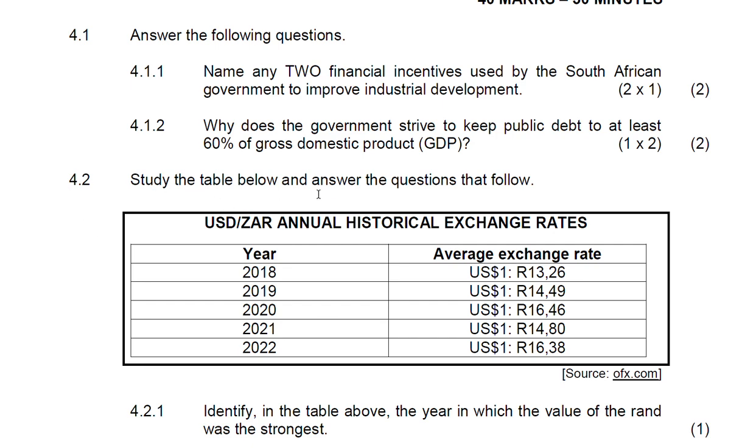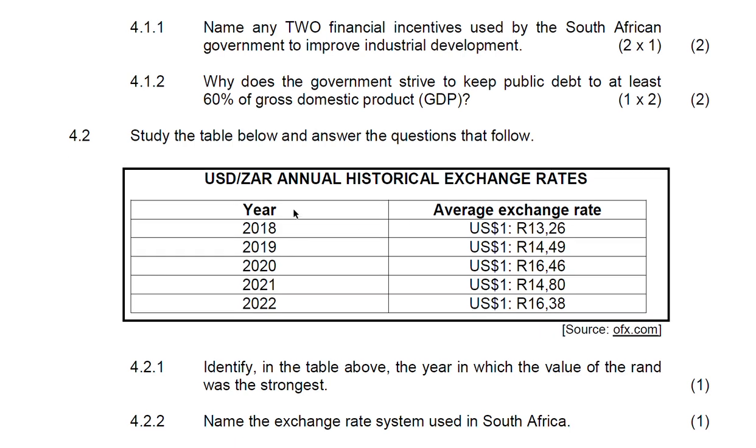4.2, study the table below and answer the question that follows. If you're looking at the table below, it is a table of the USD's annual historical exchange rate. On the first part, we have the year, from 2018 to 2022, and the second part is the average exchange rate. In 2018, we needed 13 rand 26 cents to buy 1 USD. And when we moved down, we needed 14 rand 49 cents to buy 1 USD.